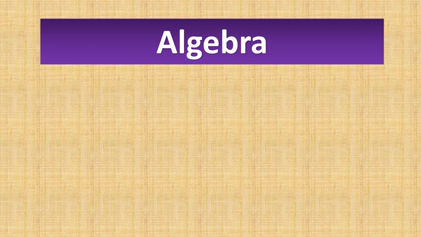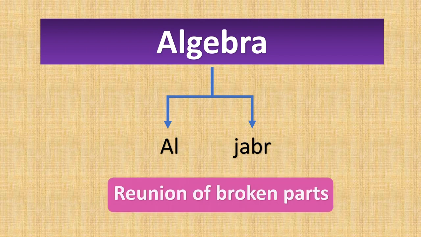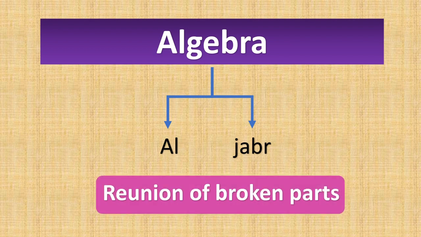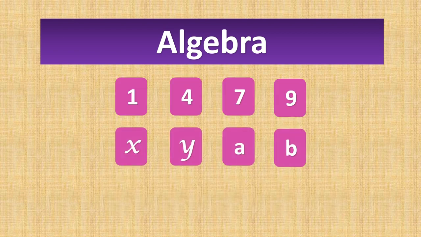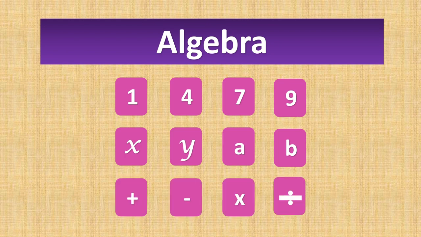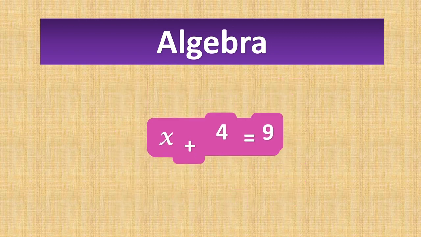So algebra is a word that comes from two Arabic words. The meaning of algebra is reunion of broken parts. So basically it combines different elements of mathematics to solve some problems. And what are those elements? These can be numbers, these can be letters, these can be symbols or operators. In very simple terms, it is a branch of mathematics in which letters, numbers, and symbols are used to solve problems.